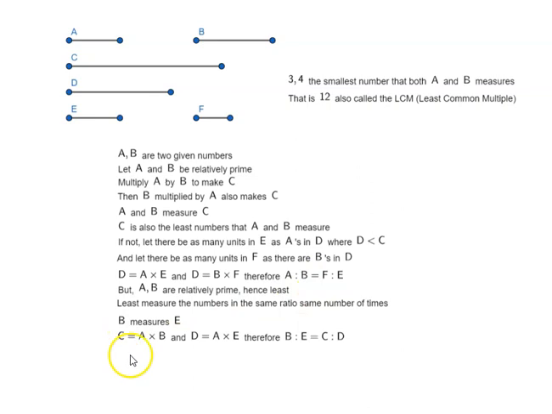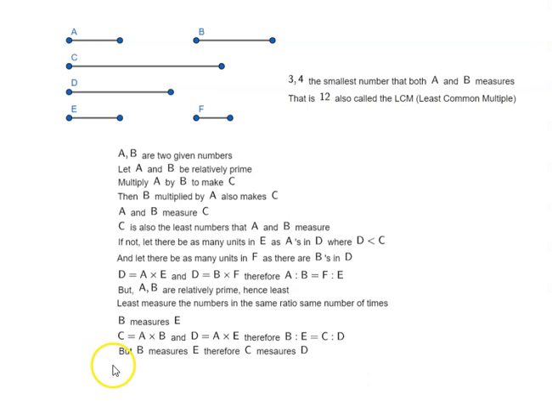Not only that, C is equal to A times B, A multiplied by B to make C. And D is equal to A times E. So again, with four numbers, B is to E as C is to D, based on the previous propositions that we have already proved. So we have B is to E equal to C is to D.